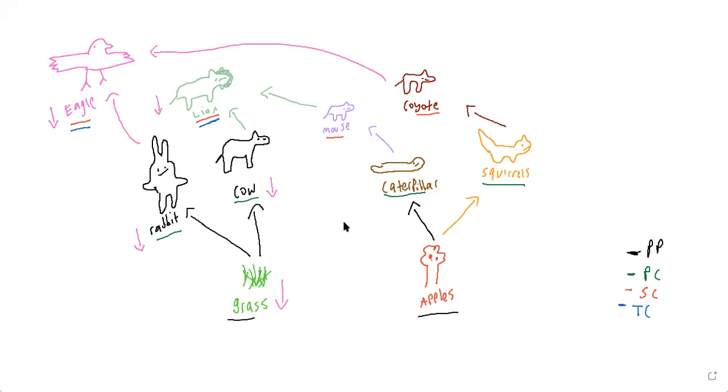Because what's going to happen here is that the lion is going to have to rely exclusively on the mouse. And mice are not exactly the hardiest animal to eat. So the lions will be competing for the mice, and the mouse population will go down.